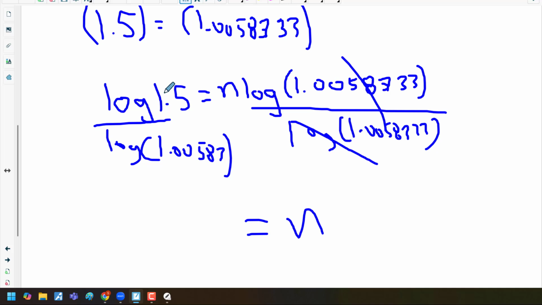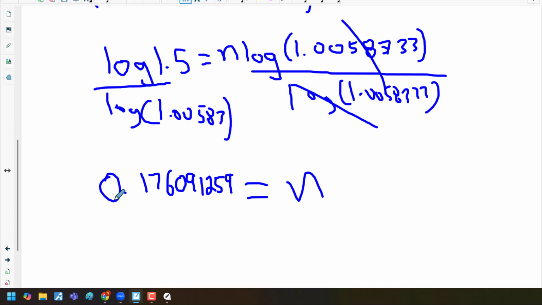So log of 1.5, so 1.5, hit that log button, you get a nice decimal here, 0.176091259. Once again, write out all these decimal points. If you're not doing that, you're not doing it right.